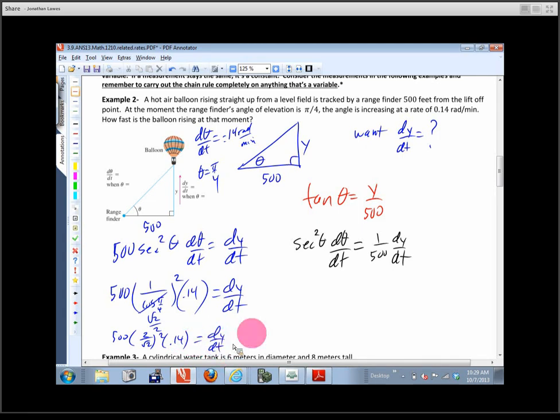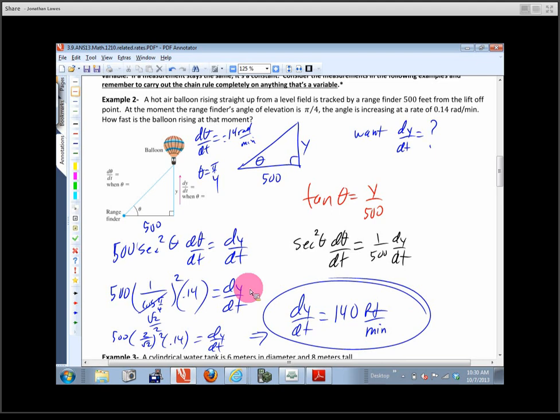So let's see what we get here. That's going to be 4 over 2, so that's going to be 2. So that's going to be 1,000 times 0.14, so that's going to be 140. And what would the units be here? Yep, it is feet per minute, because remember, this is 500 feet, and this was a rate per time, so this is feet per minute, okay? Any questions?